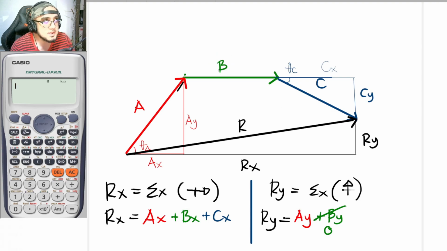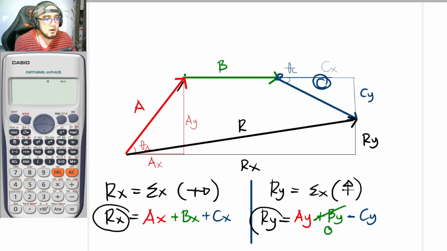But for example, if it has a very small angle, of course, you must also take it into consideration, so it is not equal to 0 in that case. And for your vector C, from this point, your Ay plus your By is located here. Since C is going downwards, its Cy is negative, so minus Cy. With that, you can now solve for Rx and Ry.